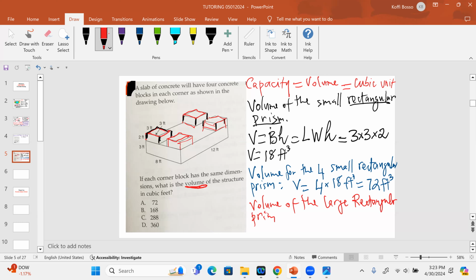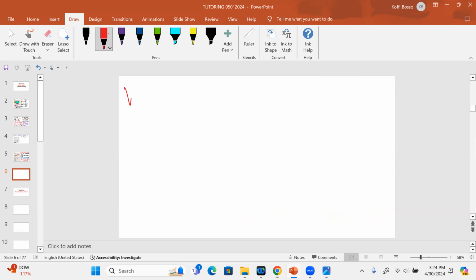Okay, so it's gonna be the same formula. V equals length times width times height. We use the same formula. Exactly. When you have a rectangular prism, it doesn't matter if it's large or small, it's the same formula. Okay, so to the next page, V equals length times width times height.